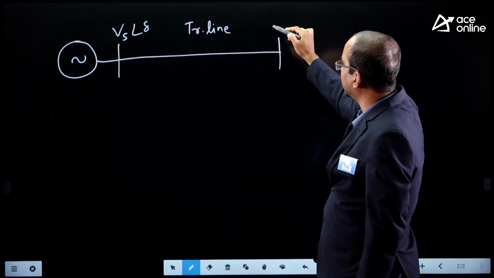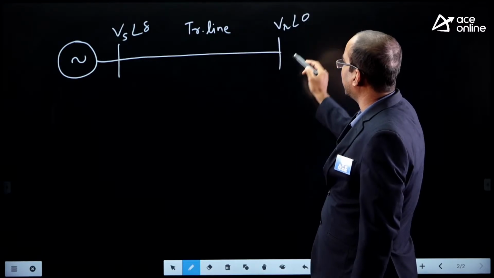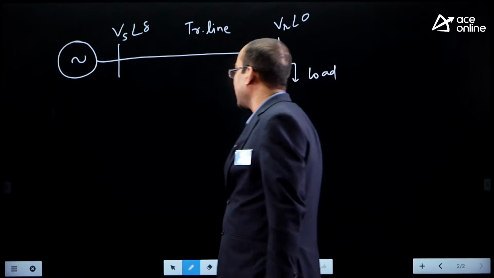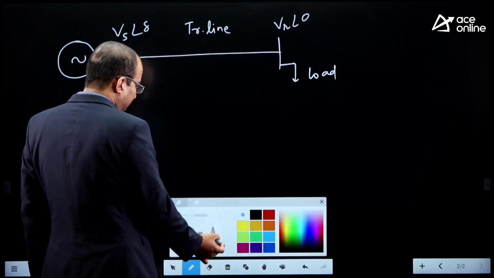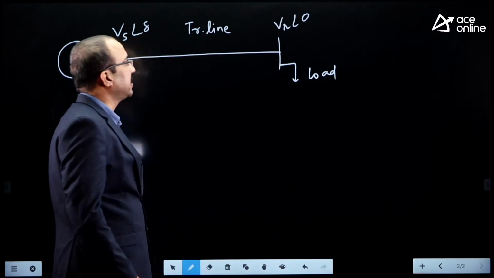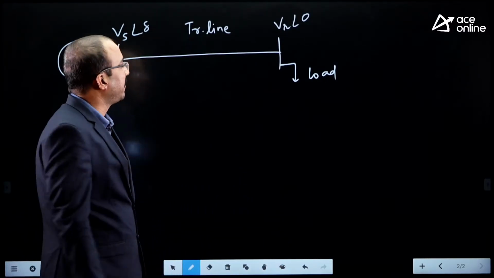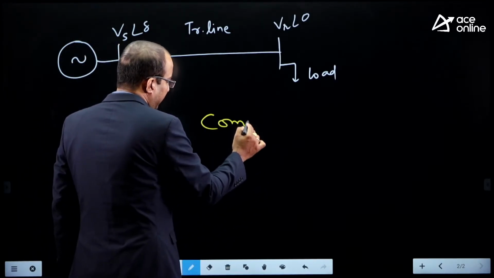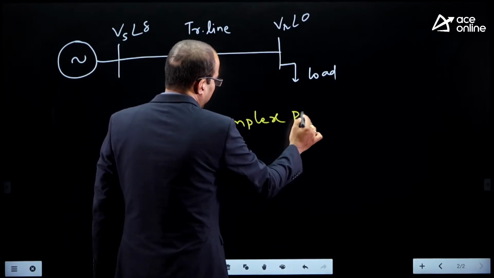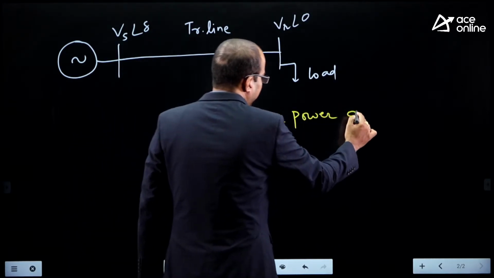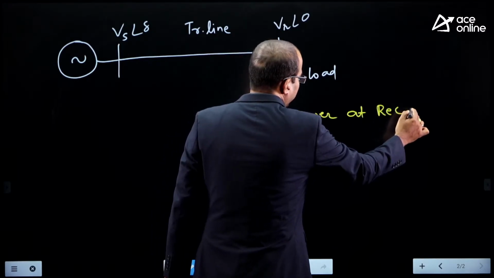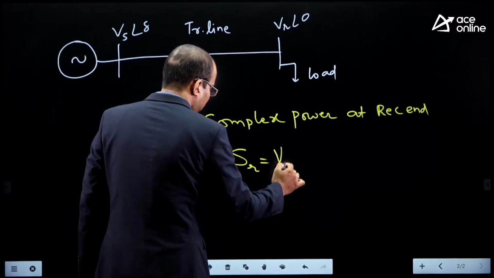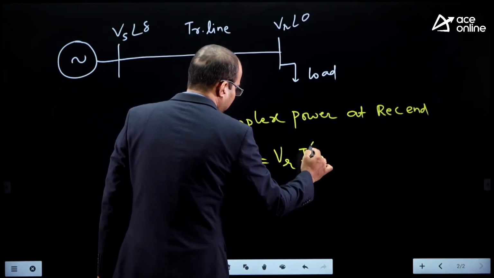Let the receiving end voltage be Vr at an angle of 0. Here the loads are connected at the end. How do you write the complex power equation at the receiving end? The complex power at the receiving end is SR equal to VR into IR conjugate.